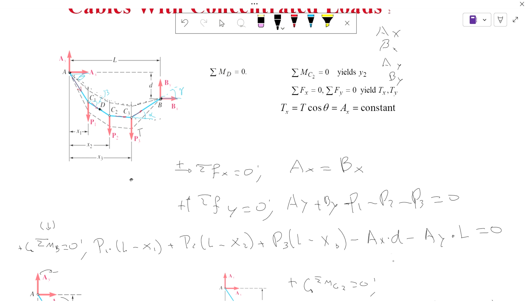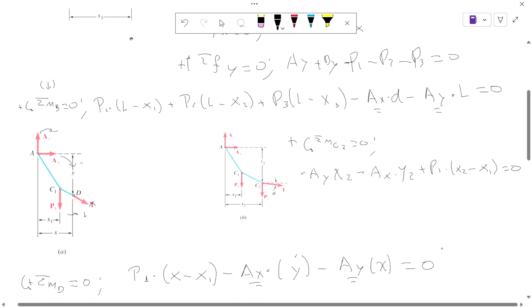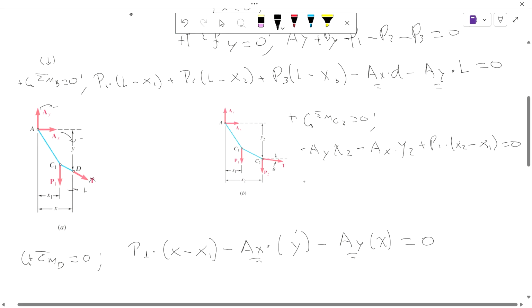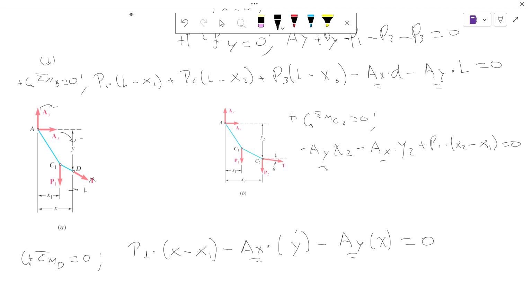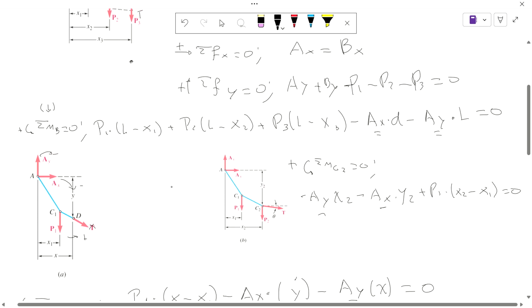Okay, so after you solve for AX and AY, which we have right here, and we also have AX and AY right here, then what we can do is go and find BY.